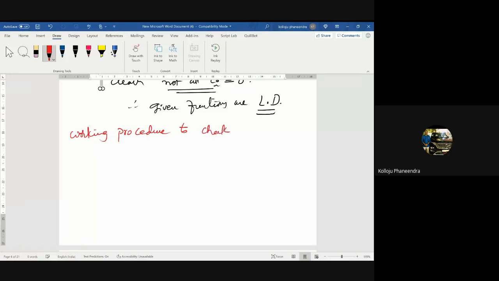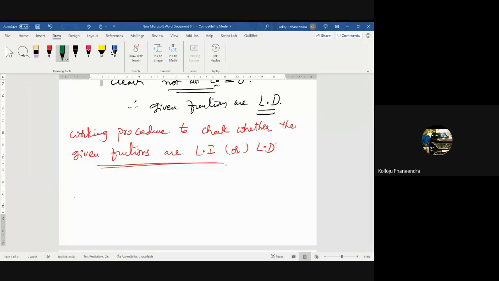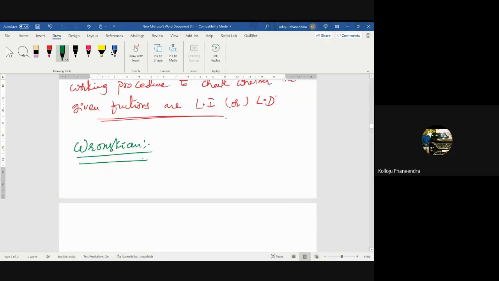The working procedure to check whether the given functions are linearly independent or linearly dependent. For this, there is one property, the Wronskian. The spelling is W-R-O-N-S-K-I-A-N. Okay. What is the definition?